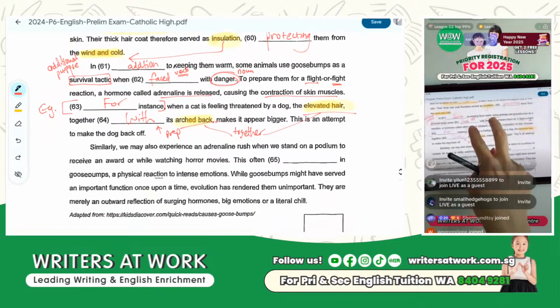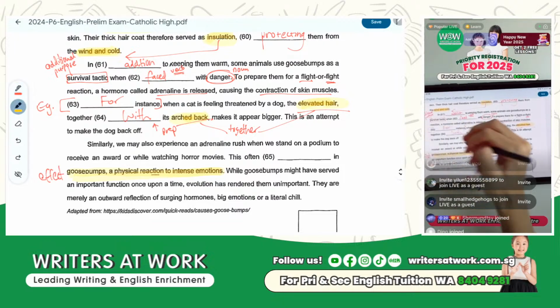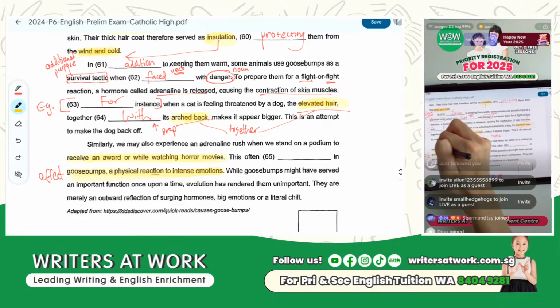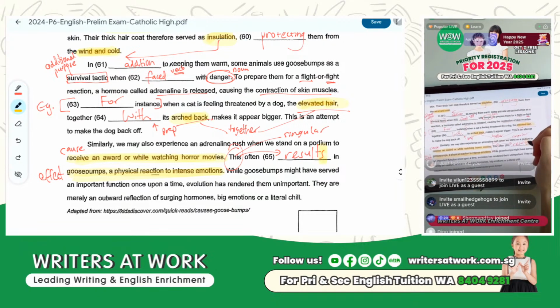Okay. Similarly, we may also experience an adrenaline rush when we stand on a podium to receive an award or when watching horror movies. This often results in goosebumps. You can see a physical reaction. This is an effect, and the cause is here, when you are doing such actions. So we'll say this often results. This here is also singular, therefore we have results, which is the singular form.